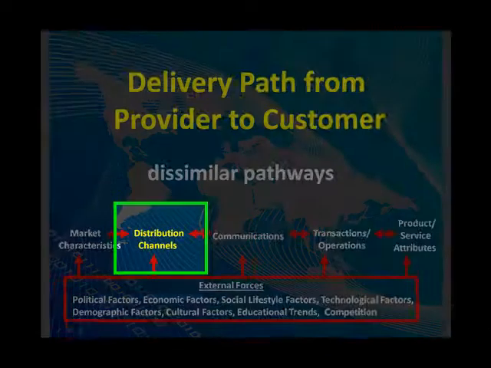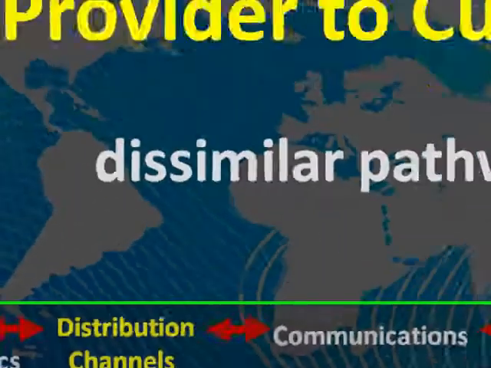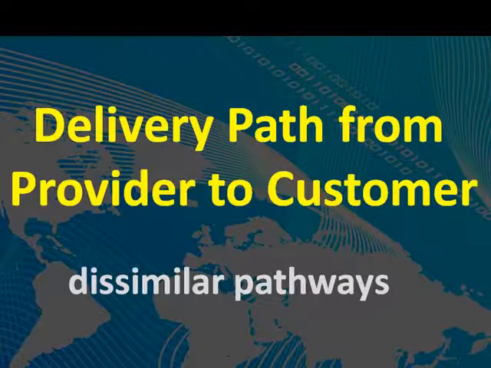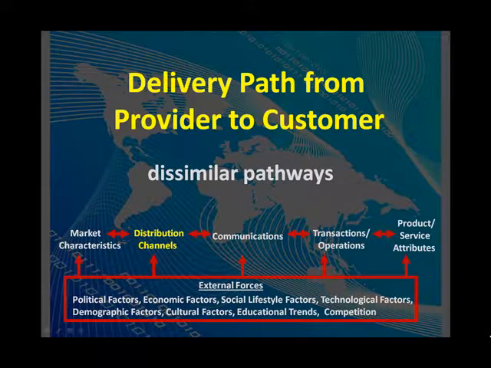The next component is the distribution channels component. This is the delivery path from the provider to the customer. Each dissimilar pathway represents a different distribution channel. So for example, if we look at the video rental industry, we can see multiple distribution channels. Some customers get their DVDs from a kiosk at the supermarket. Some go to the video rental store. Some get them through mail or download it from the internet. Some get it as a satellite feed or over cable. Each of these is a different distribution channel.